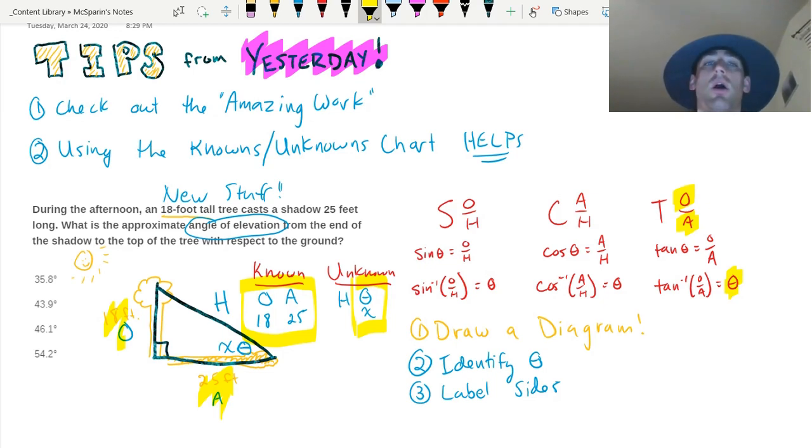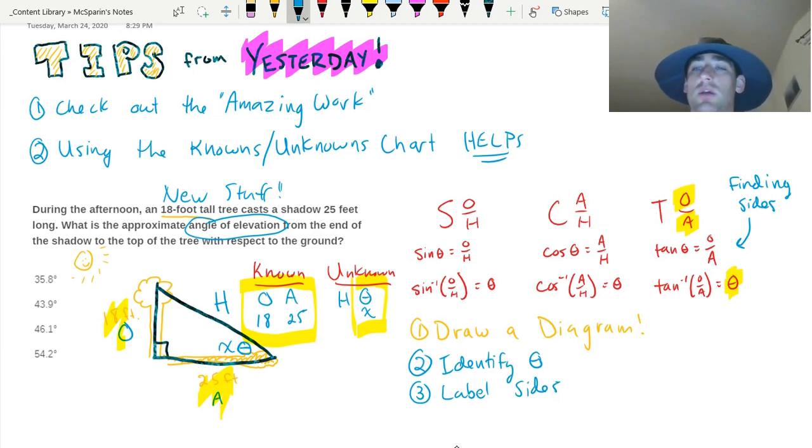Now I'm going to tell you guys, on word problems, you will not always use inverses. You will not always use the regulars. You are going to have to decide which one you want to use. Remember this, my regular equations are good for finding sides. So if I'm trying to find my opposite or my adjacent or my hypotenuse, use that. The inverse is good for finding angles. Keep that in mind, people.